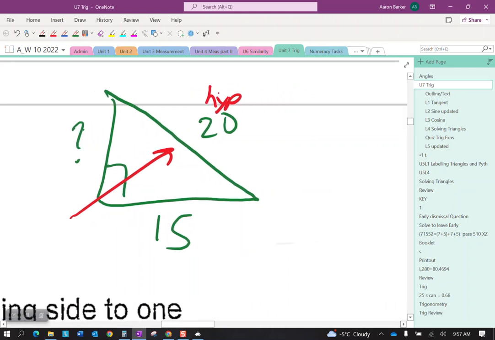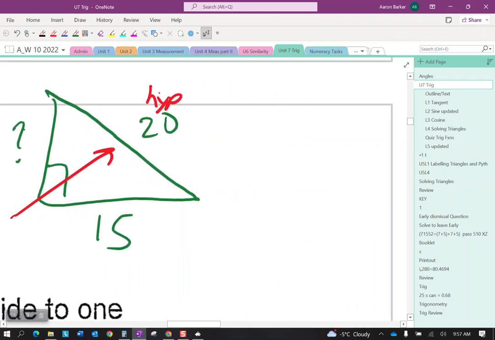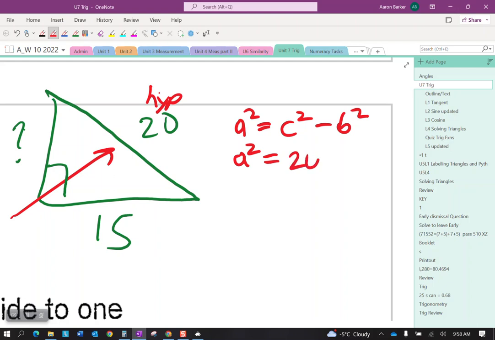Now, since we have the longest side, should we add to make something longer than the longest side? No, we don't want to add to make something longer. We want to subtract. So we're going to use the subtraction formula. Okay, a squared equals c squared minus b squared. Some people should be comfortable now to start with the second line, 20 squared minus 15 squared. Okay, and so then you go and find the value.